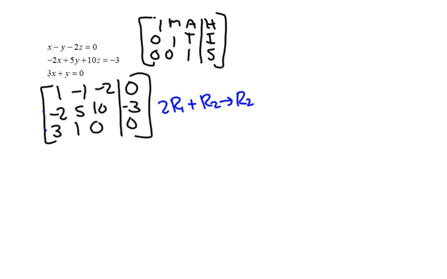So 2 times row 1 plus row 2 is going to be my new row 2. Now, using row 1 again, what do I multiply row 1 by and add it to row 3 to make that 3 a 0? In this case, we'll do -3. Okay, so let's do one row operation for this on the side.